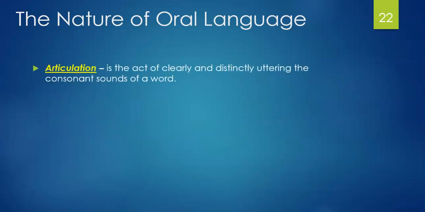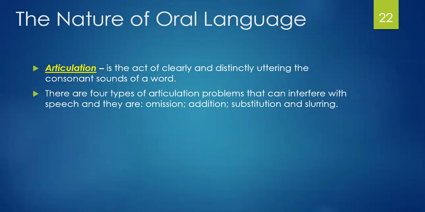Articulation, there's a definition: the act of clearly and distinctly uttering the consonant sounds of a word. There are 4 types of articulation problems that can interfere with speech, and they are omission, addition, substitution, and slurring. Again, anytime you see lists of things, those will be on a test.